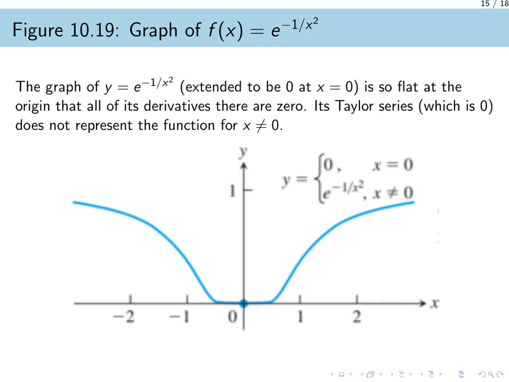As you can see from the graph, this series only matches the original function at the single point x equals 0. This example proves that an infinitely differentiable function's Taylor series does not always converge to the function itself.